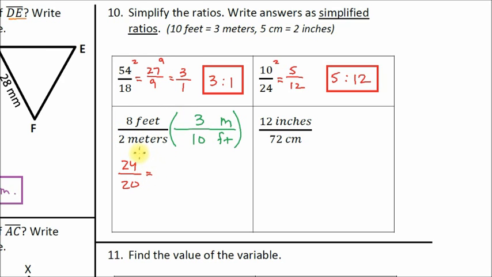Looks like these both are divisible by 2. So 24 divided by 2 is 12. 20 divided by 2 is 10. We can divide by 2 again. 12 divided by 2 is 6. 10 divided by 2 is 5. Looks like we're done. Let's write it as a simplified ratio, 6 to 5.